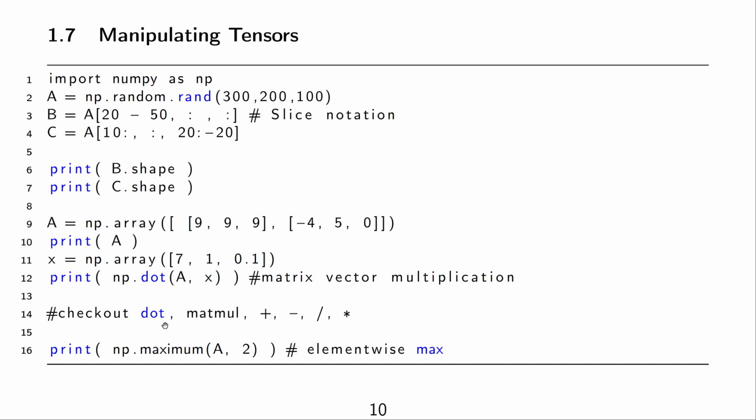It's important to note that we will do a lot of element-wise manipulation. So, for example, if you would like to compute the maximum here, as you see, maximum of A and 2, this is an element-wise maximum. So what this would do is it would go through the whole tensor, in this case matrix A, and for every element it will take the maximum of the element and 2.